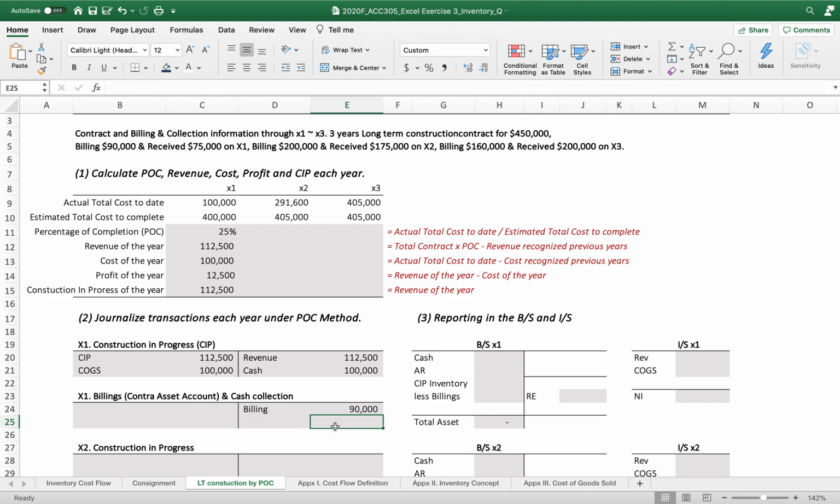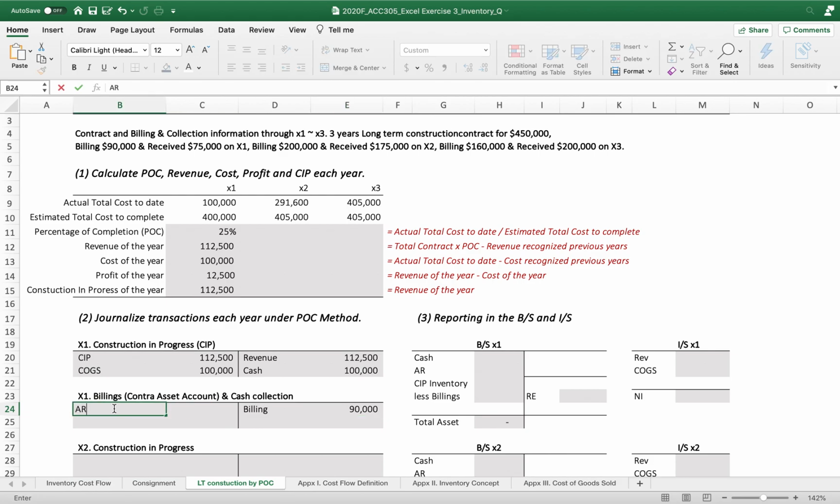So in order to reduce the value of the inventory, the billing account is the contra account that reduces the inventory value. So billing is the contra account of asset, which is inventory. So we put the billing here.